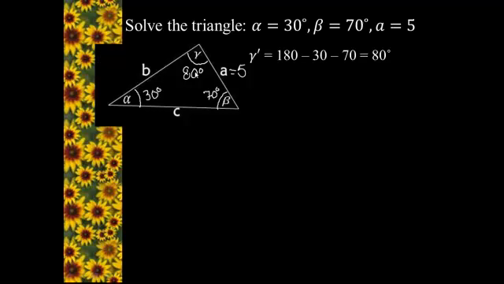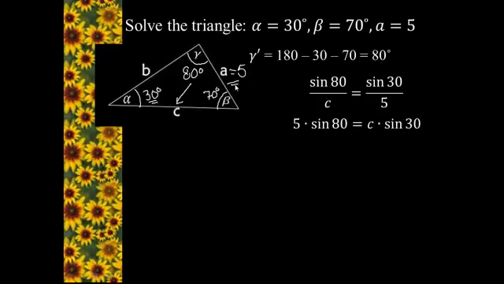Next, we need to find one of the sides. I decided to find side C first. So here's our formula. We'll have the sine of 80 over C. Remember, it's opposite the degree, equals the sine of 30 over 5. The reason I chose the sine of 30 over 5 is that we know the angle and the side. We're going to cross multiply. So what that means is we're taking 5 times the sine of 80 and C times the sine of 30.